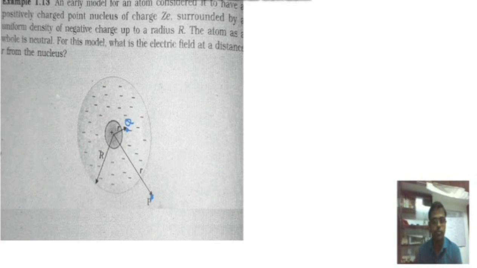So first, you have to find for the case where the distance small r is greater than the radius capital R. That means at the point P the distance is greater than the actual radius of the atom. Now we are going to find the electric field intensity at the point P. So definitely what we should do here is apply Gauss theorem.